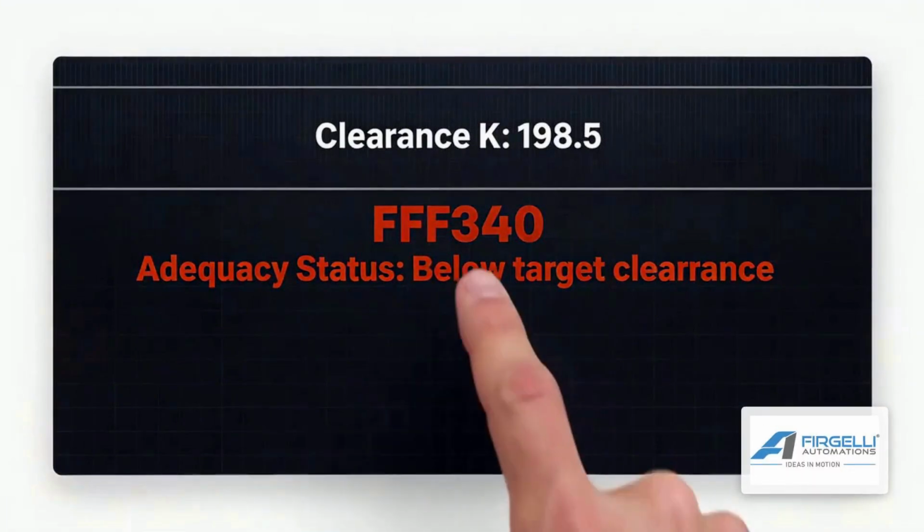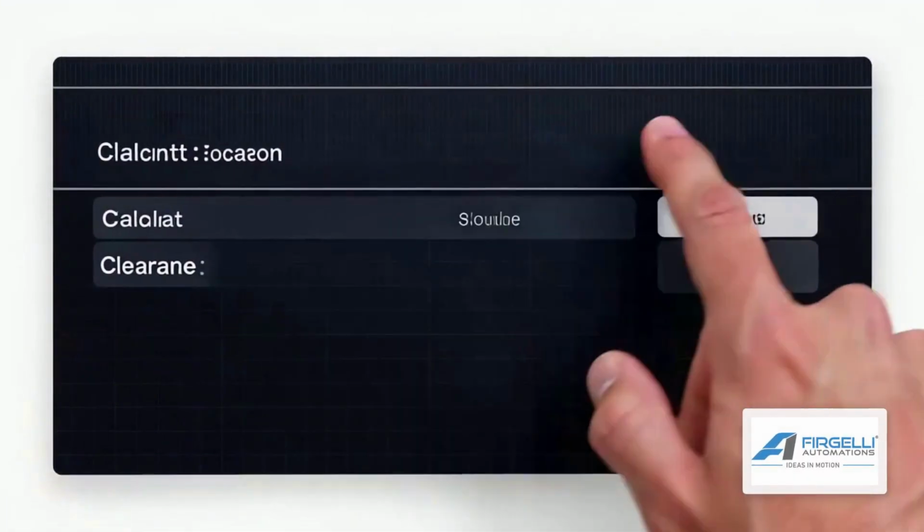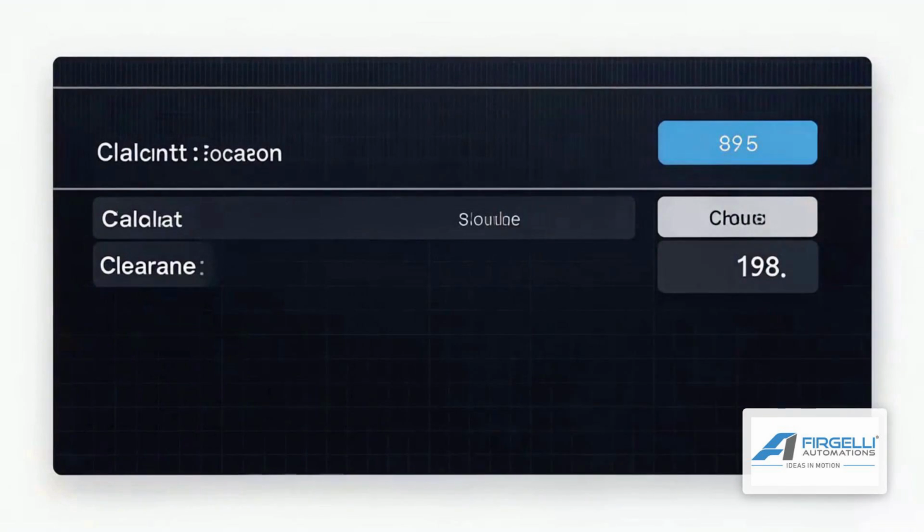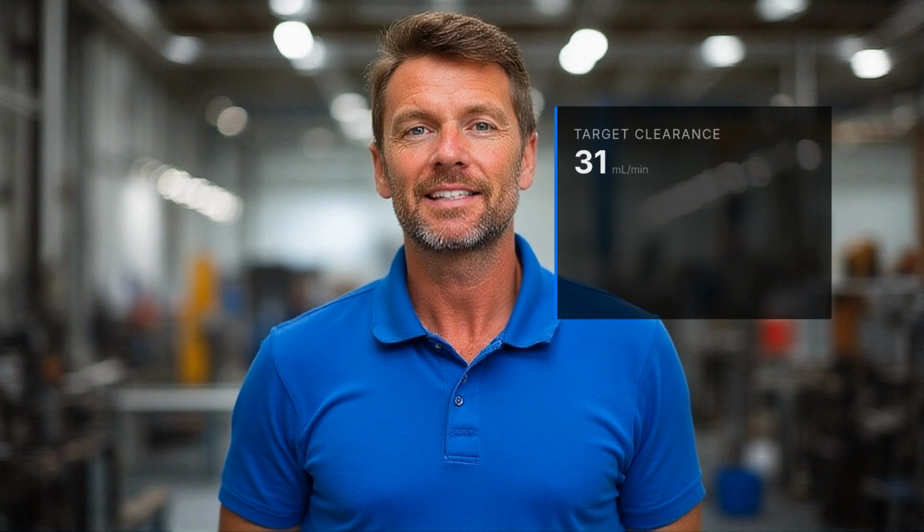After clicking Calculate, the results show clearance K equals 198.5 milliliters per minute with an adequacy status of below target clearance. This indicates the dialysis clearance is insufficient compared to our target of 220 milliliters per minute.